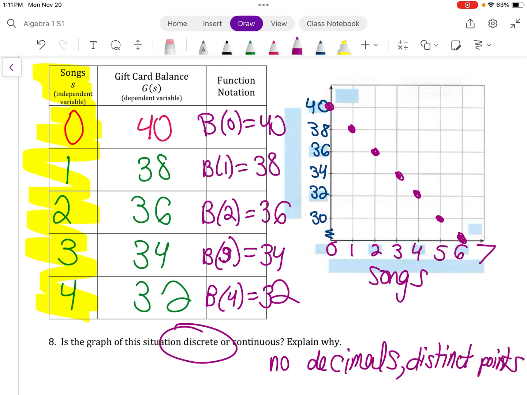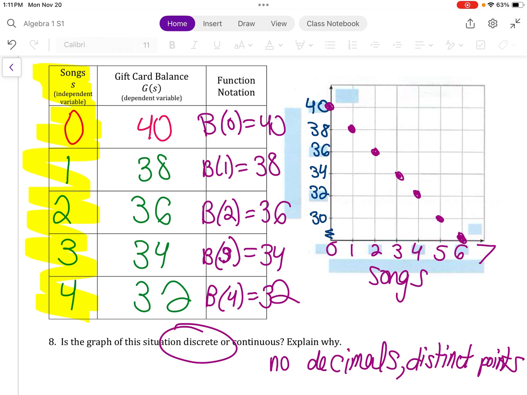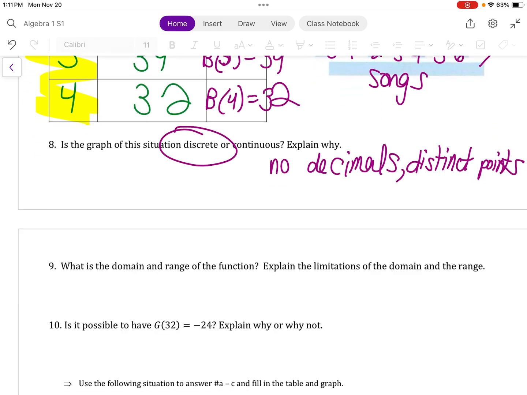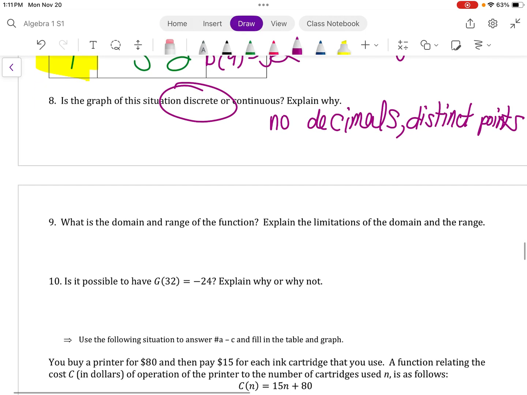It's not like opening up the water and filling up the pool, okay? That just flows. It's continuous. All right, what is domain and range? Well, what is your input? Your input is the number of songs you get.